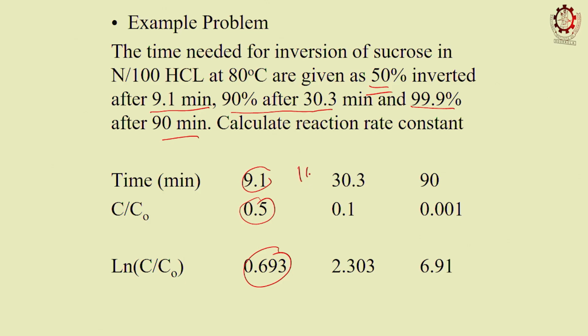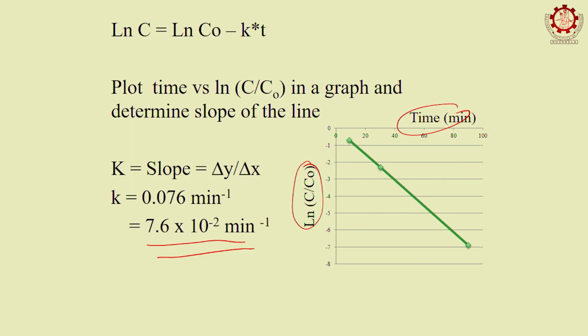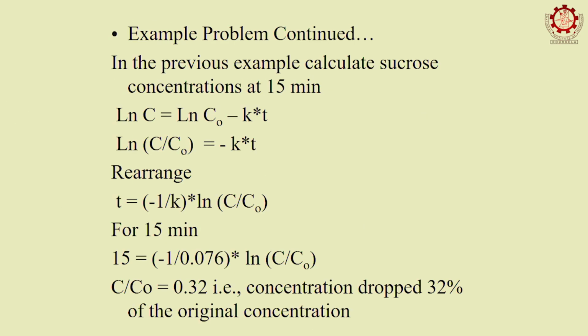Now I want to find the value at 15 minutes, which is between these two values. So once you have an intermediate value and you have the equation, you don't need to do the experimentation. All you have to do is identify your processing time, 15 minutes, and then substitute the values, and you already have the k values calculated earlier. Then you are able to calculate 0.32.